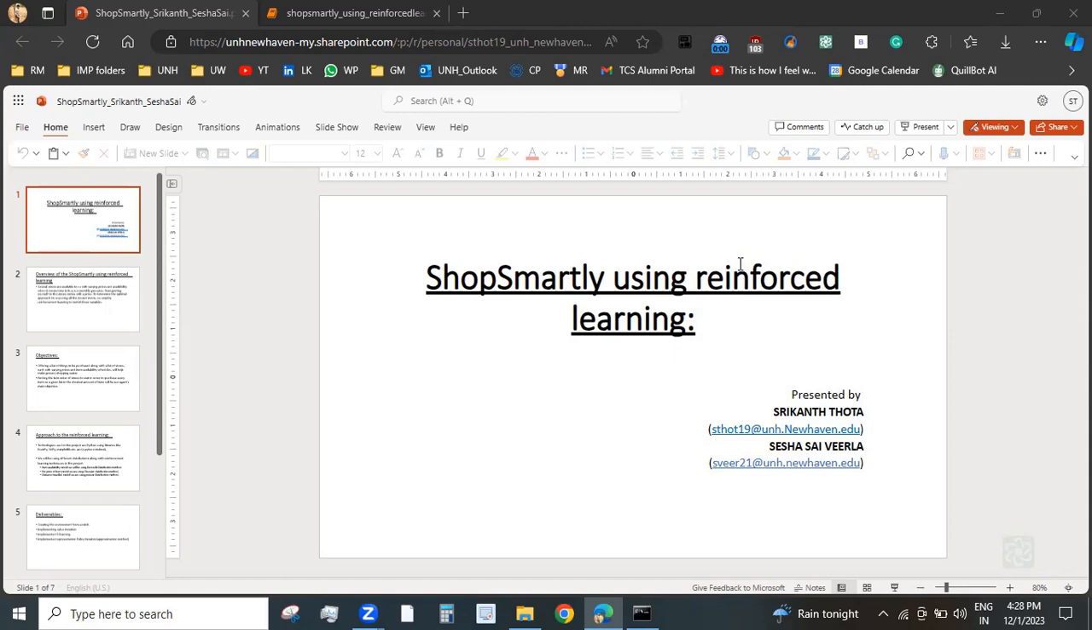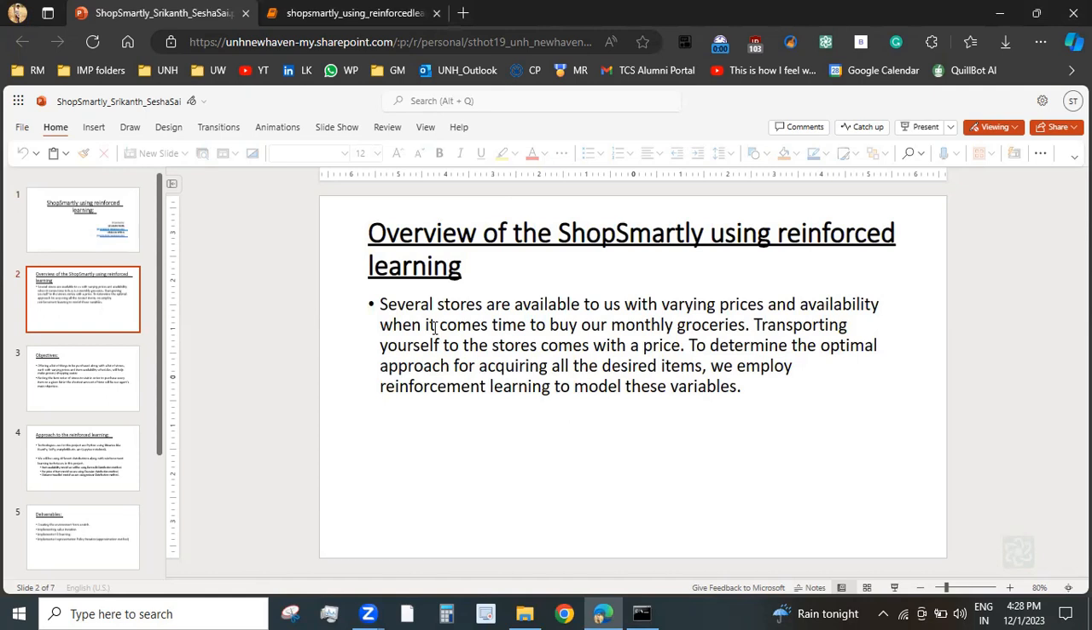Project named Shop Smartly using reinforced learning. This project is done by Srikant Tota and Seshai Virla. So what we are going to do is the overview of the Shop Smartly using reinforced learning.